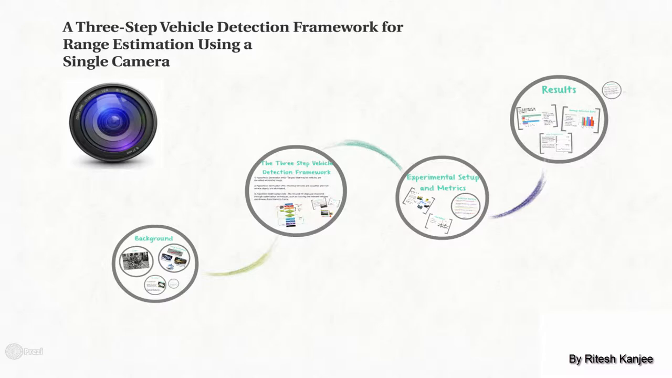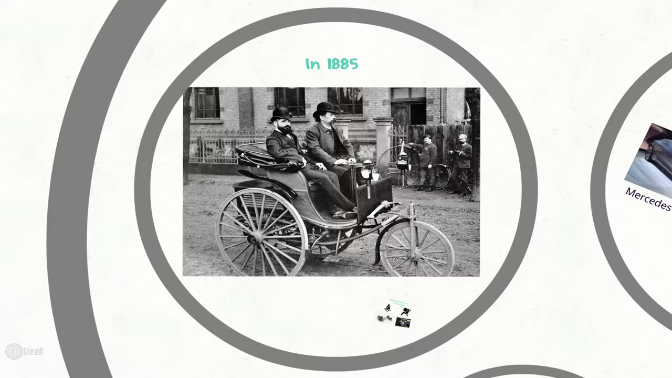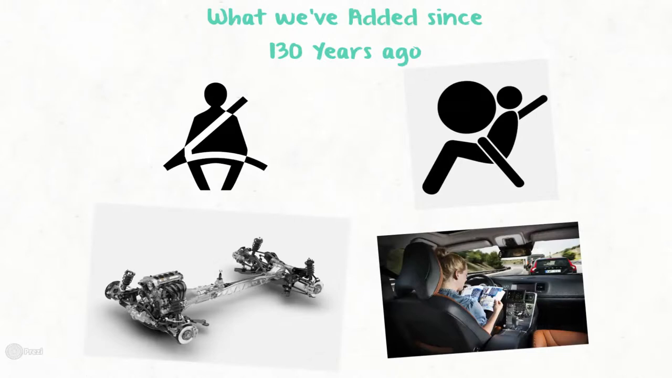In 1885, Carl Benz created the first automobile. A year later, during public testing, he crashed into a wall, believe it or not. Since then, we've been trying to work around the most unreliable part of the car, which is the human driver. So we've added seatbelts, we've added airbags, we made the car stronger, and until recently, we've implemented smart features such as driver assistance and autonomous driving cars.